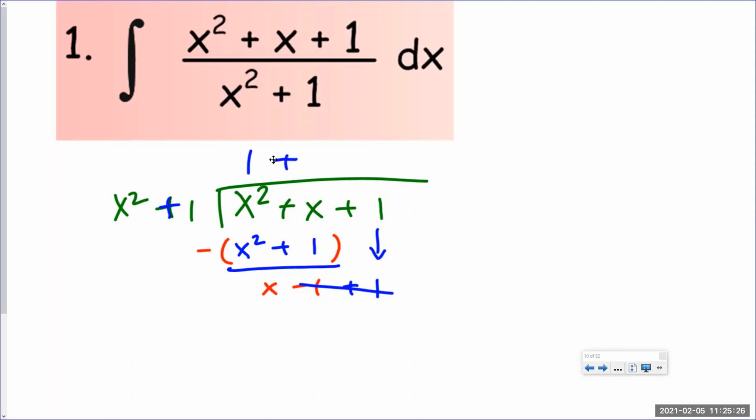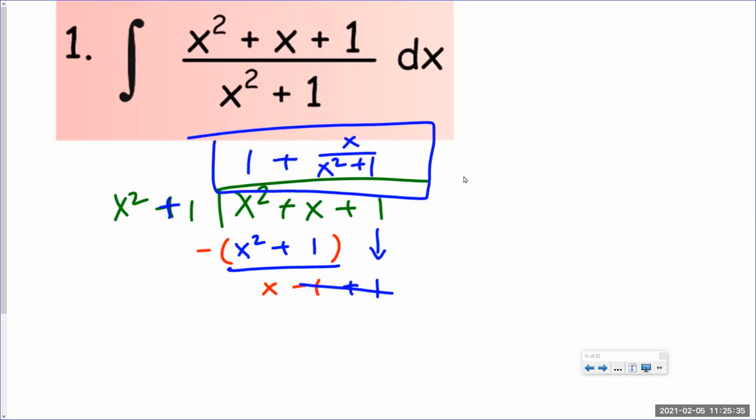So you're going to add what to this, guys? x over x squared plus 1. Nice. And that is your answer. Don't forget plus C.